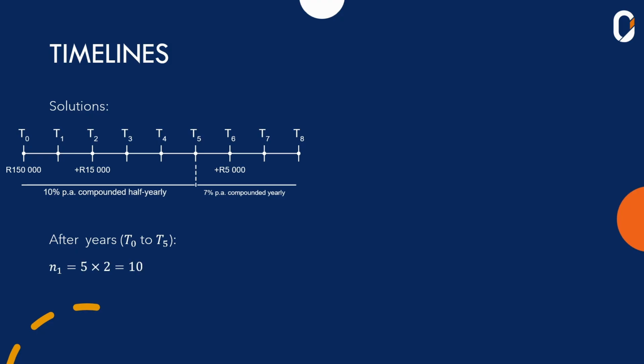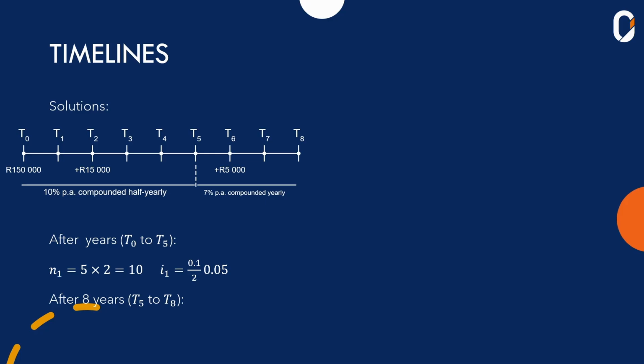Number of years is 5 multiplied by 2, which is n multiplied by 2 because it's biannually or half yearly, and hence we'll have 5 multiplied by 2, which will give us 10. And the interest rate here is 0.1 all over 2, which is equal to 0.05.